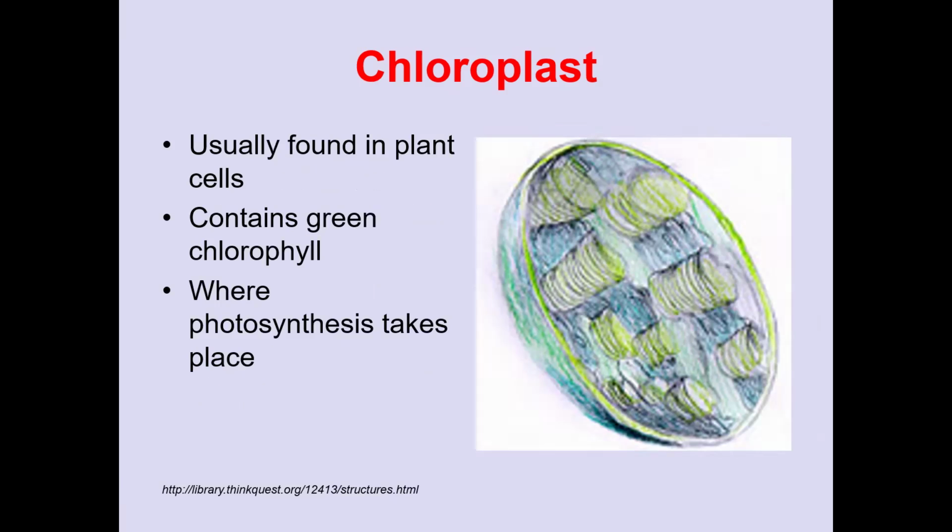So we also talk about chloroplasts, and chloroplast is usually found in plant cells, and this chloroplast contains a green pigment called chlorophyll, and chlorophyll is used by the plants to synthesize carbohydrate in the presence of light in a process that is called photosynthesis. So this is where photosynthesis takes place in the plant cell.